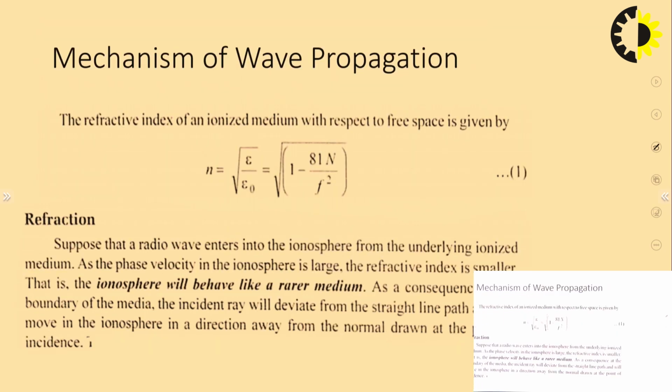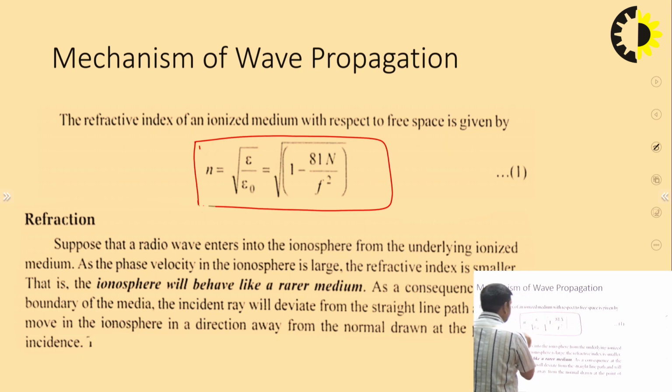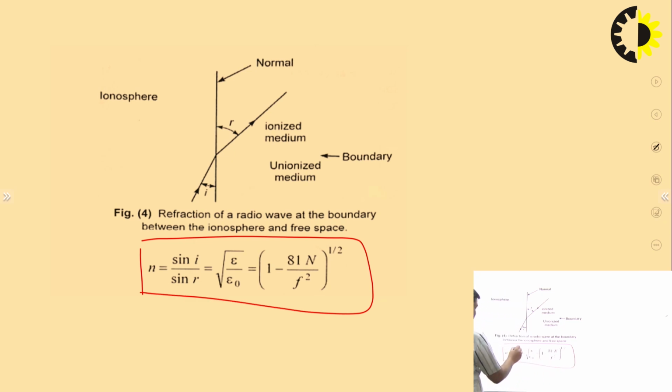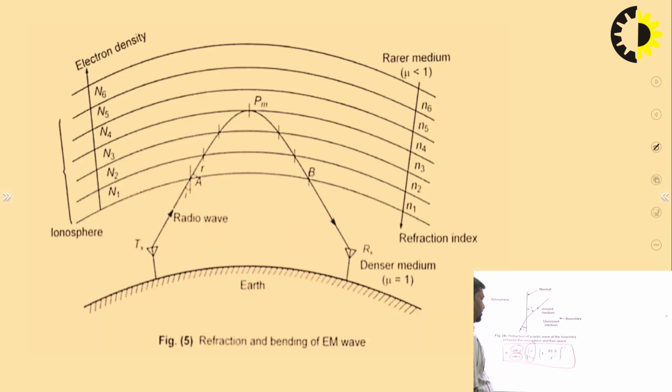So what is the refractive index formula in terms of the permittivity? We know that the refractive index is equal to the square root of epsilon upon epsilon naught, where epsilon is the relative permittivity of that particular layer. This is the refraction formula, which I also calculated by Snell's law, as n is equal to sin i upon sin r. In terms of the permittivity, it is equal to the square root of epsilon upon epsilon naught, which is equal to the square root of 1 minus 81 N upon f square.